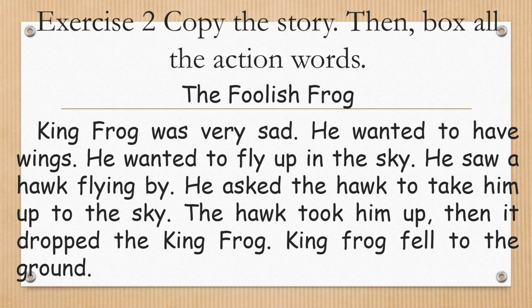The Foolish Frog. King Frog was very sad. He wanted to have wings. He wanted to fly up in the sky. He saw a hawk flying by. He asked the hawk to take him up to the sky. The hawk took him up. Then it dropped the King Frog. King Frog fell to the ground.